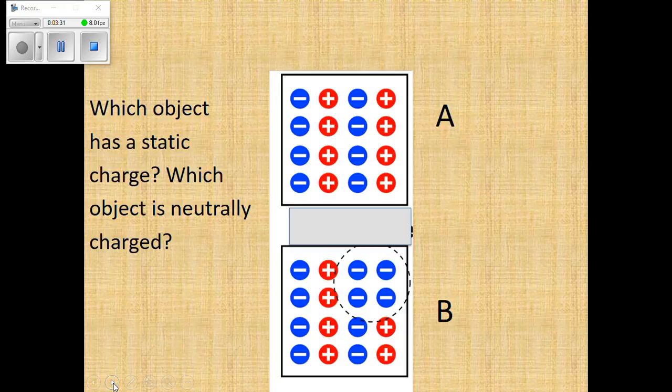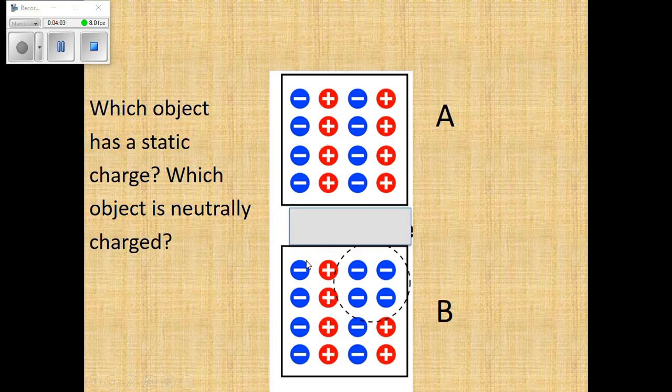Okay, so this is just a simple example. We've got two objects here, okay? And the question is, which one has static charge? Which one is neutrally charged? So if you could imagine that we can look into this object and count the number of protons and electrons, which we can't, of course, do, here we've got 8 negative charges, electrons, and 8 positive charges. Okay, so this one has an equal number of negative and positive charges.